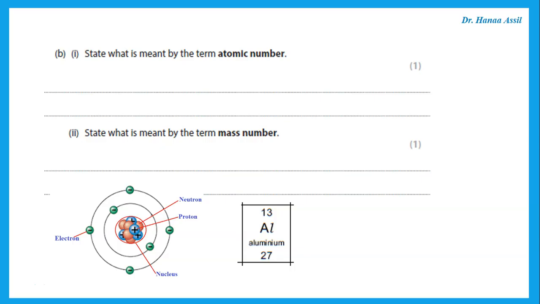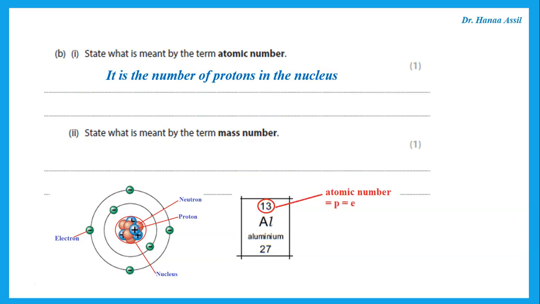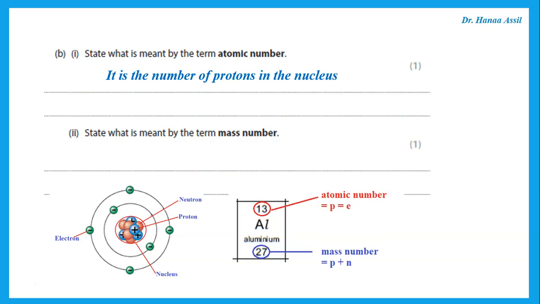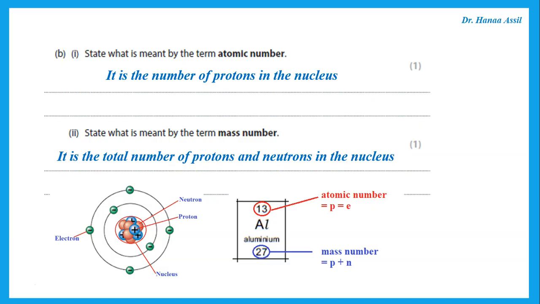What is meant by atomic number and what is meant by mass number? Please remember, atomic number is the number of protons. So when you look at the periodic table, it is the smaller number. That is the atomic number. It is the number of protons in the nucleus. Usually it is the same as the number of electrons if the atom did not lose or gain any electrons. What is meant by mass number? Mass number is the total number of protons and neutrons in the nucleus.